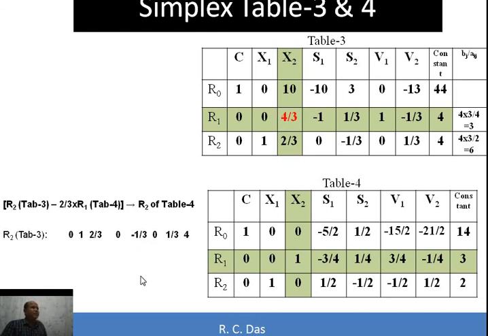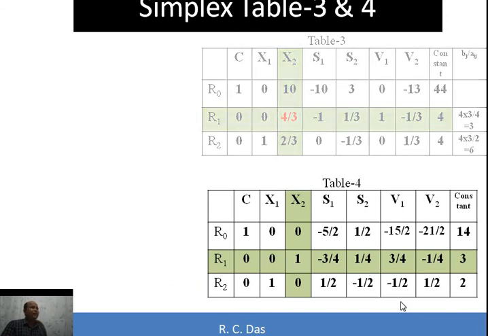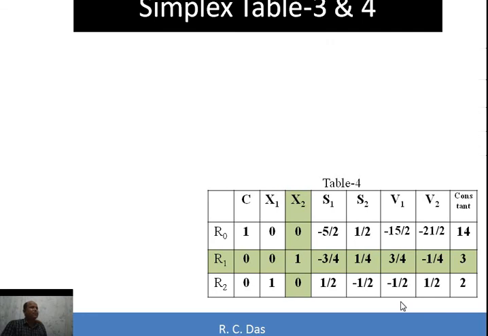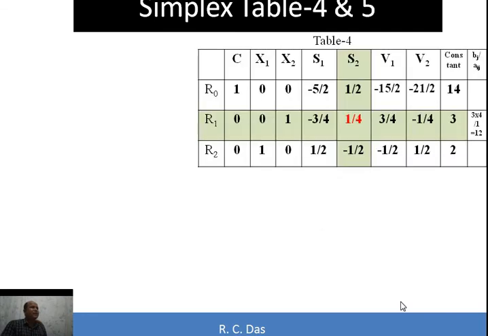Let us take row 2 of table number 3. Then 2 by 3, that is row 1 multiplied by 2 by 3, will get this line. So deduct it, we will get this value. So put it in table number 4. Okay, so this is where we get table number 4. Okay, take it to the next slide.